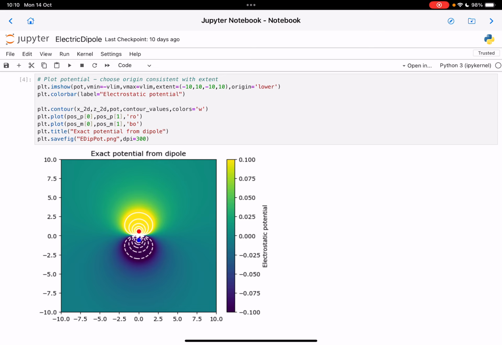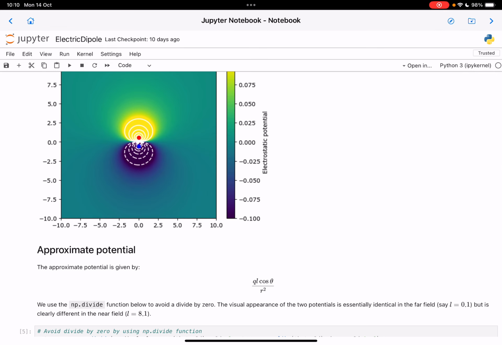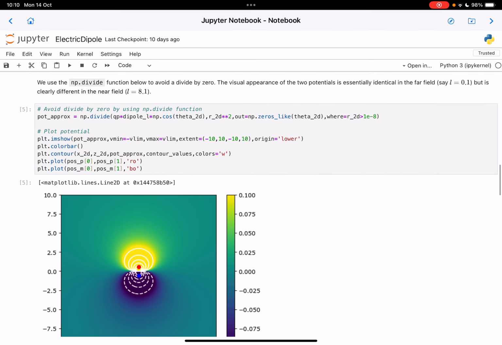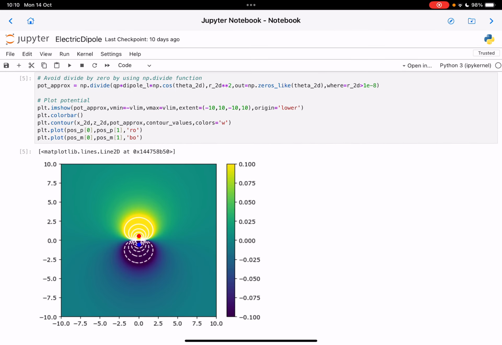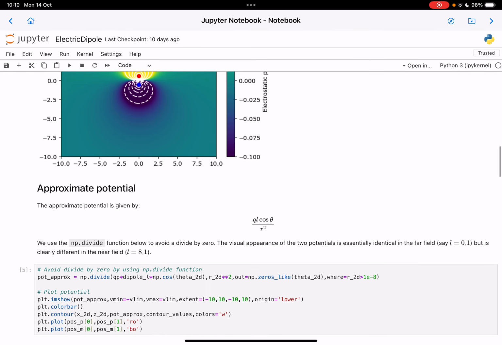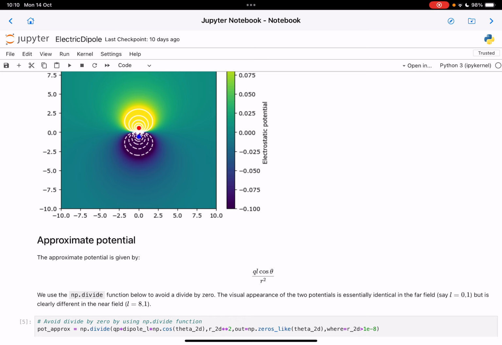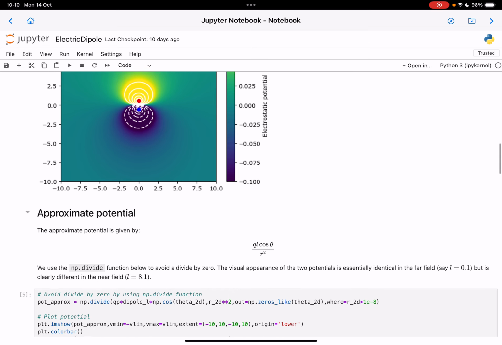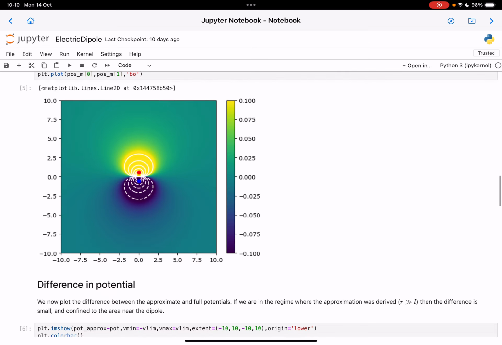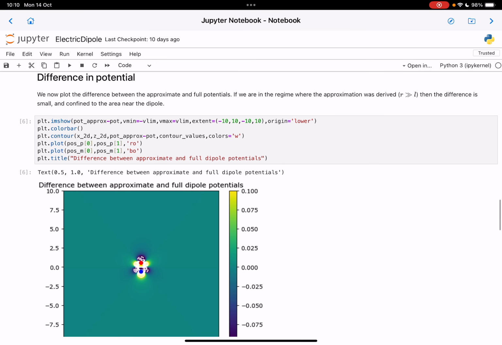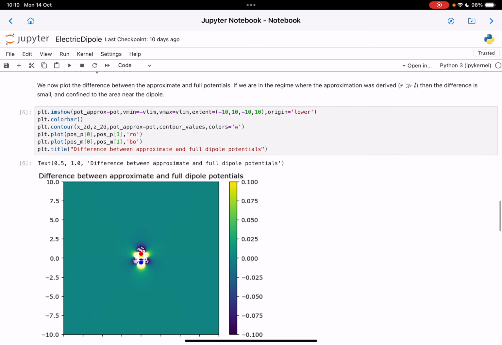We can, of course, then calculate the approximate potential using QL cos theta over r squared. I've set 4 pi epsilon 0 to 1 just for simplicity. And when we do that, we see this form. To first inspection, the two look very similar. If you look quite carefully, then in between the charges, they differ somewhat. And if we plot the difference between them, you can see here that the main difference is between the two charges. So at this distance, it's a good approximation.